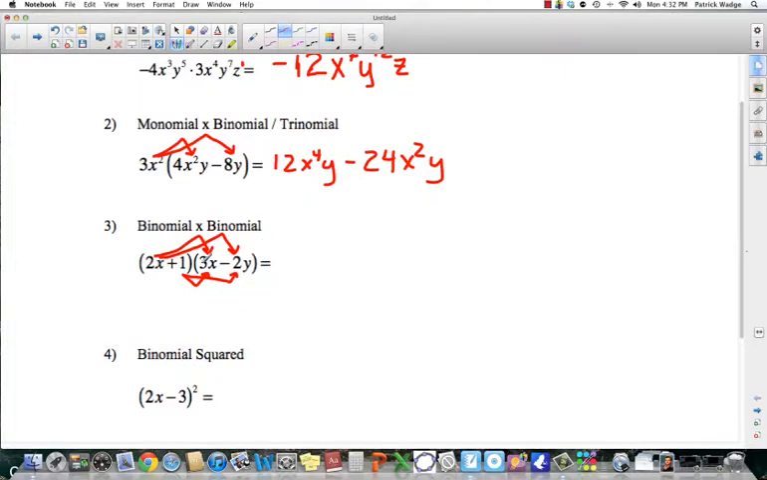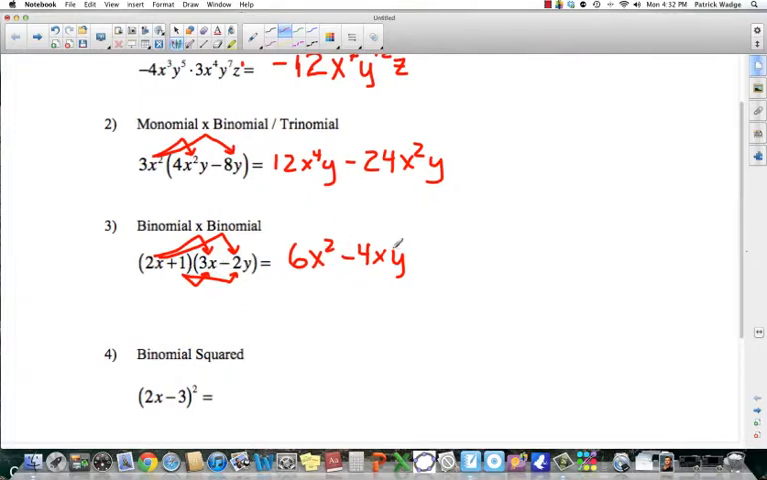Okay, here we go. 2x times 3x. 2 times 3 is 6. x times x. Add the two exponents. There's a 1 on this one and a 1 on this one. 1 plus 1 is 2. 2x times negative 2y. Always look at the sign in front. So 2 times negative 2 is negative 4. x times, there's no other x's there, so we're just going to have an x. And then there's no y's times the y, you just have a y. Or another way, eventually you're going to just think of it as x times y is xy.